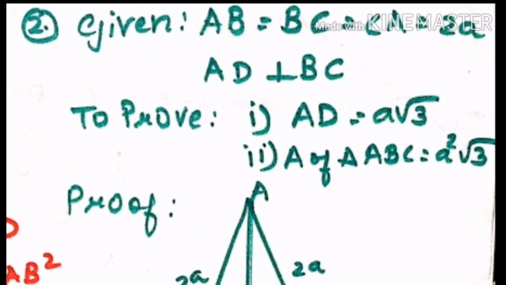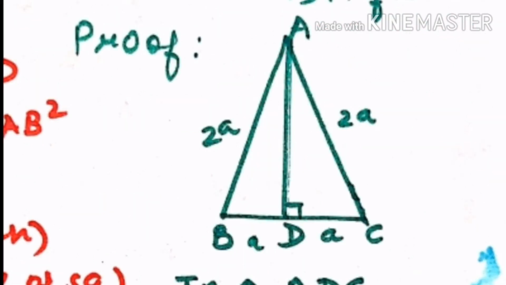So you can see the given part, students. First of all, the given part is AB is equal to BC is equal to CA is equal to twice a, and AD is perpendicular to BC. And for the to-prove part, we have to prove two things: first, AD is equal to a root 3, and second, the area of triangle ABC is equal to a square root 3. Now the proof part, we draw the figure. The figure is already given in the textbook. Triangle ABC is drawn and AD perpendicular to BC is also drawn. And already in the question it is given that all three sides AB, BC and CA are equal to 2a. So accordingly you can see the figure.